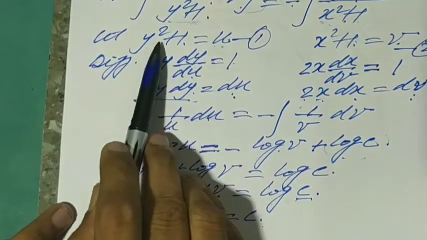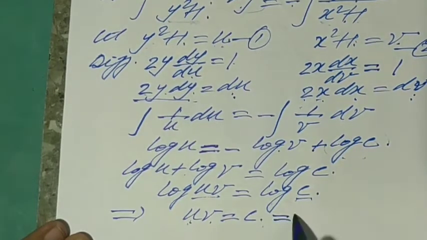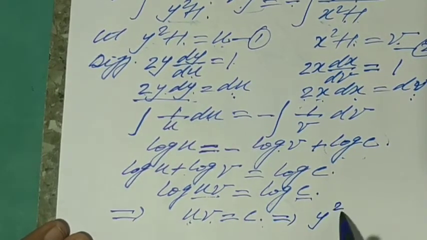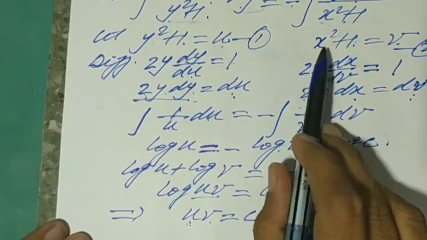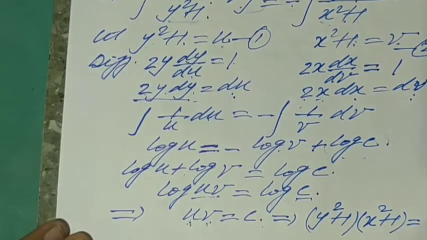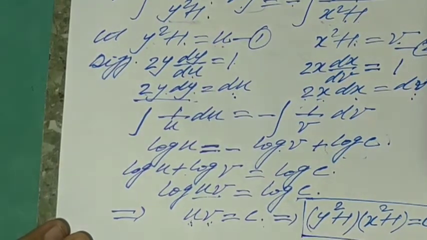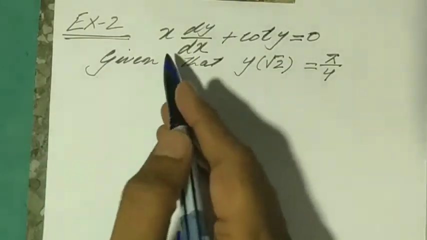We had substituted y square plus 1 as u, so we have to write y square plus 1 back in place of u, and we had assumed x square plus 1 is equal to v, so we write v as x square plus 1. So (y square plus 1)(x square plus 1) is equal to c, and this is the required solution of the given differential equation. Now let's take another example.